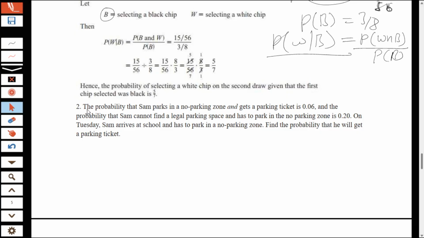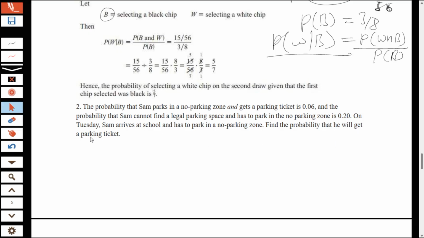So let's go to our second example. The probability that Sam parks in a no parking zone and gets a parking ticket is 0.06. The probability that Sam cannot find a legal parking space and has to park in a no parking zone is 0.20. On Tuesday, Sam arrived at school and had to park in a no parking zone. Find the probability that he will get a parking ticket.